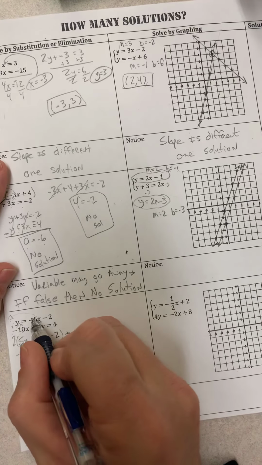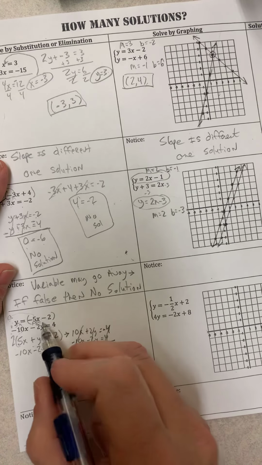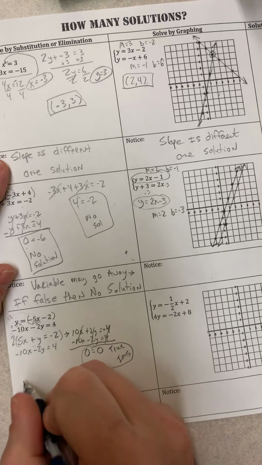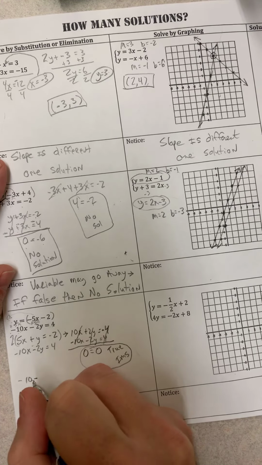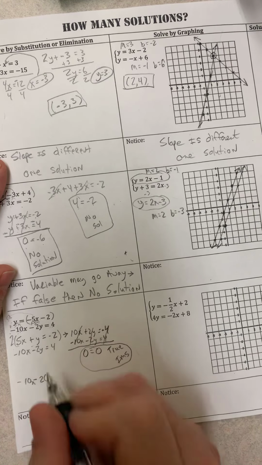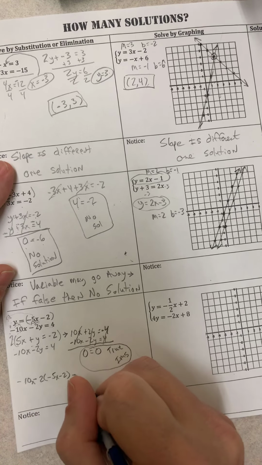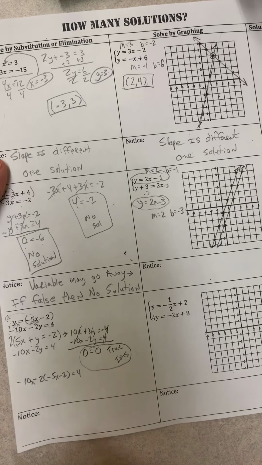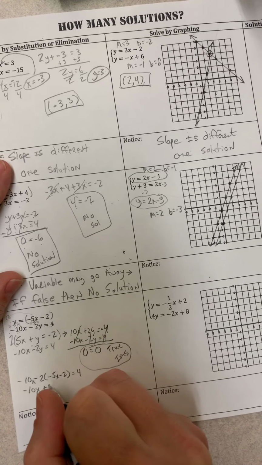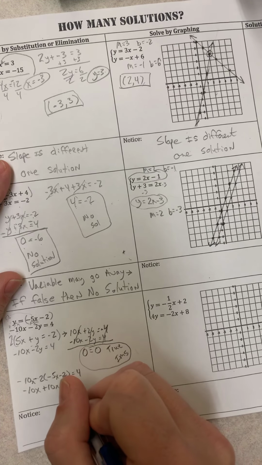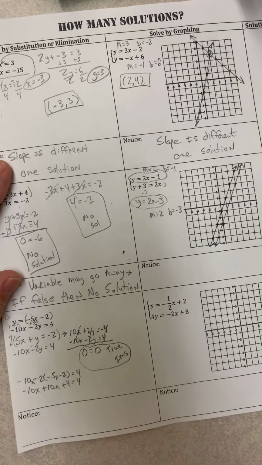If I look at substitution, which this lends itself nicely for, I'd take this negative 5x plus 2 and put it in here for y. This equation is negative 10x minus 2 times y, but I'm going to use negative 5x minus 2 to represent y, and that will equal 4. Negative 10x, negative 2 times negative 5, positive 10x, negative 2 times negative 2, positive 4. Does that equal 4?